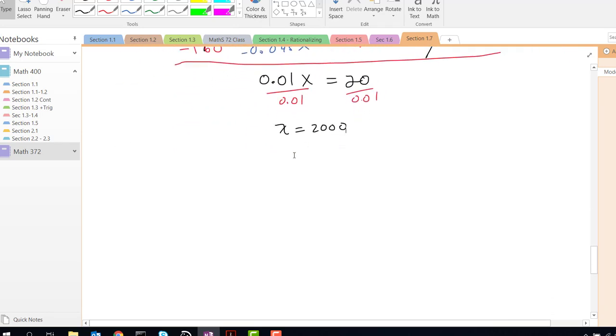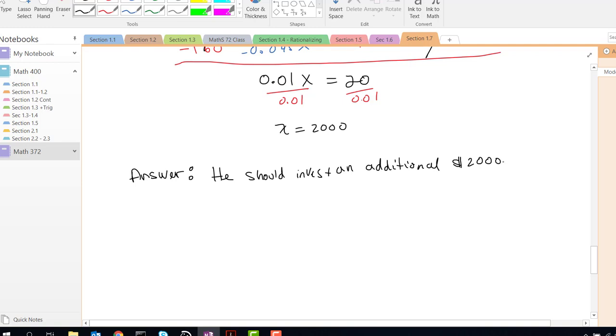Because this was a story problem, a word problem, meaning it was asked to us in words, we want to make sure that we reply back in words. So we can say he should invest an additional $2,000 at 5.5%. And that will be your final answer. So whenever you're asked a word problem, where the question is in words, you've got to respond back in words.